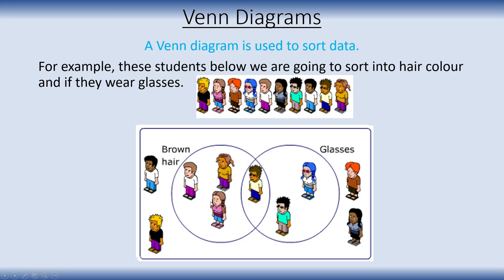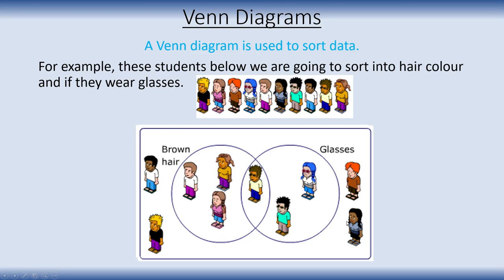Easier if we work with just numbers. So you can see on the outside there we've got 4 who don't have glasses or brown hair. In the glasses circle, we've got 3, but one of them has got brown hair as well. And in the brown hair's full circle, we've got 4, but 3 of them don't have glasses. Only one has the glasses in there.